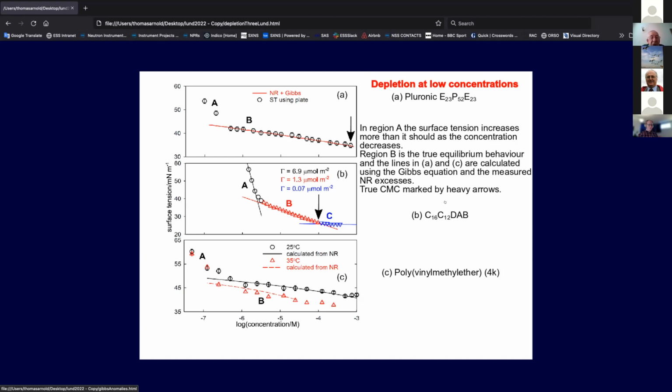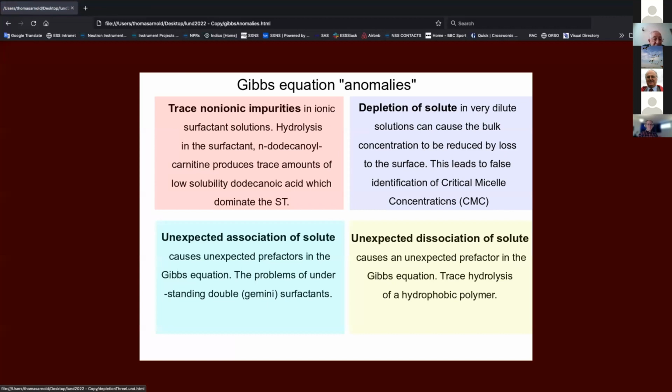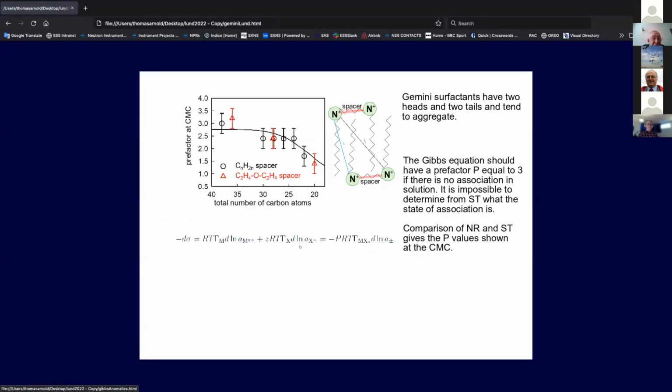Okay, if you click and go to the left-hand bottom corner.